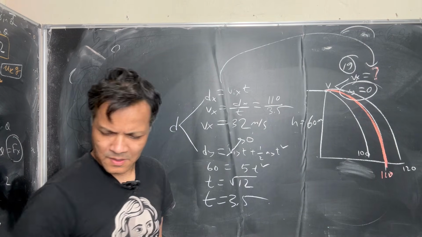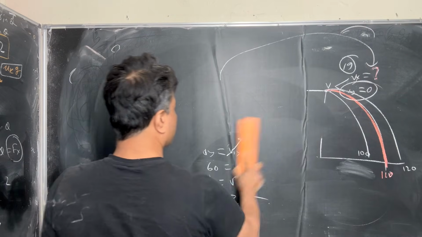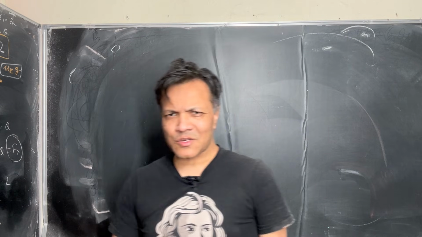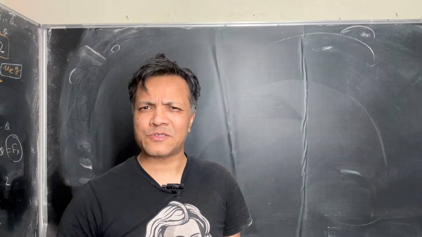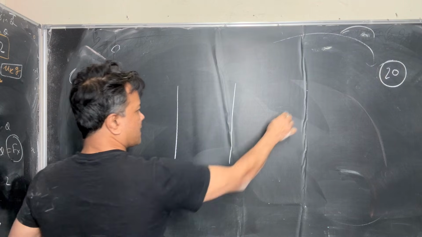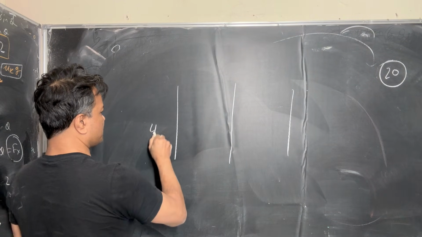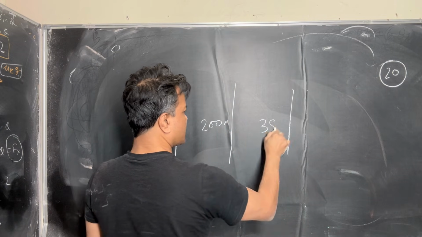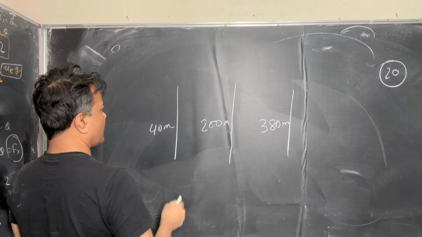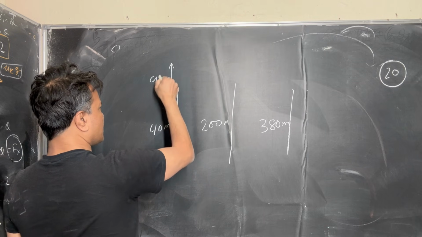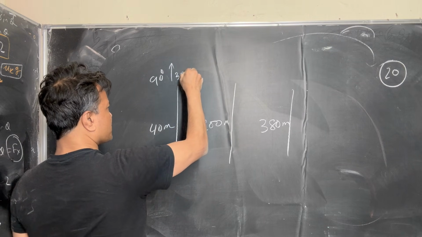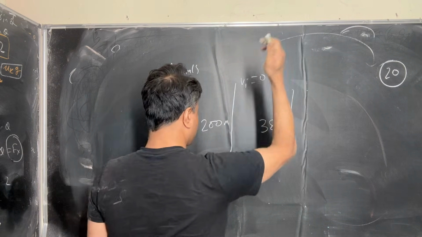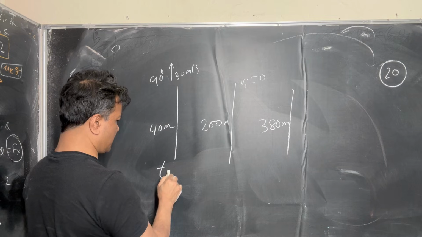So the last problem is number 20. I cannot believe I'm solving the last problem. And I'm not sure whether the sound is good this time. So 3 buildings. This is a 40 meter building. This is a 200 meter building. This is a 380 meter building. You throw something at 90 degrees at 30 meters per second. You drop it and you do something. I don't care, as long as it's given.